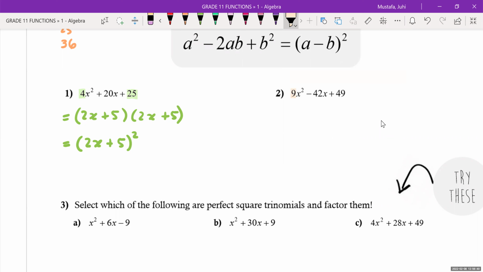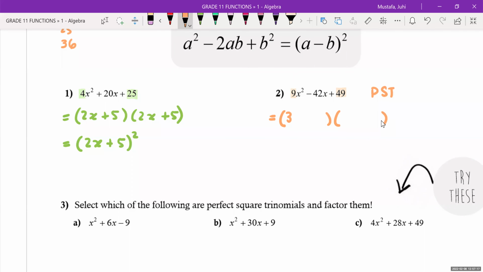9 is a perfect square. 49 is a perfect square. If I just do a little bit of calculating, I know the square root of 9 is a 3. I know the square root of 49 is a 7. 7 times 3 is 21, and 21 times 2 gives me the middle term. That means this is a perfect square trinomial, PST for short. So how is this helpful? Well, we don't need to do any guess and check. I know what the numbers have to be. So I'm going to go ahead and start writing them in.